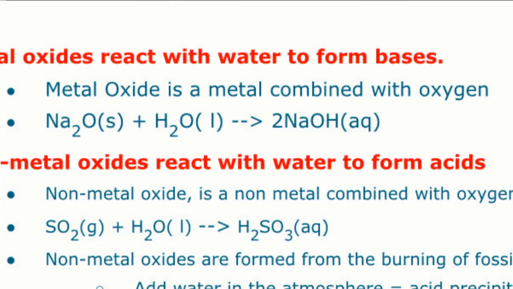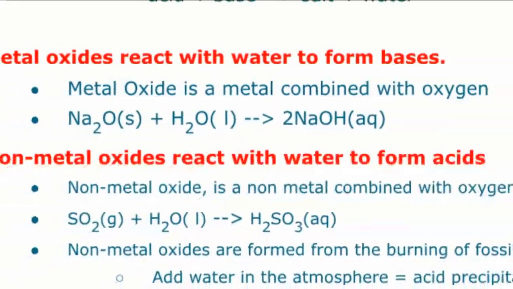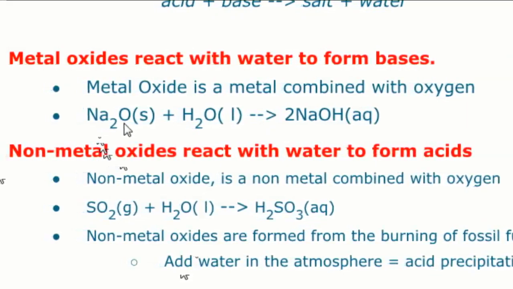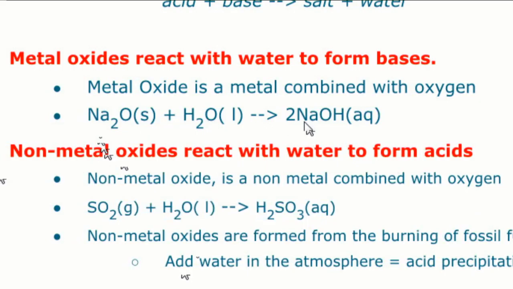neutralization reaction. The second type of reaction you need to know is called a metal oxide reaction. So a metal oxide is exactly what it sounds like. It is a metal combined with oxygen. So if I have sodium, Na, combined with oxygen, Na2O is what the compound looks like, and I react it with water, it produces a base.